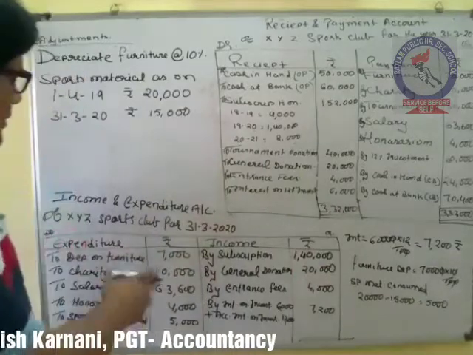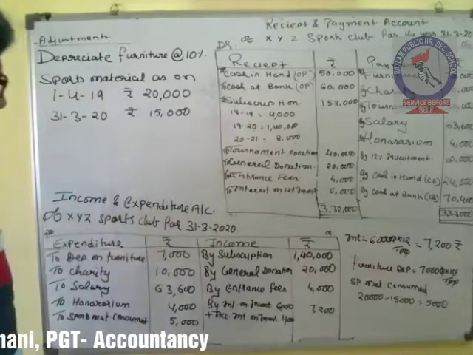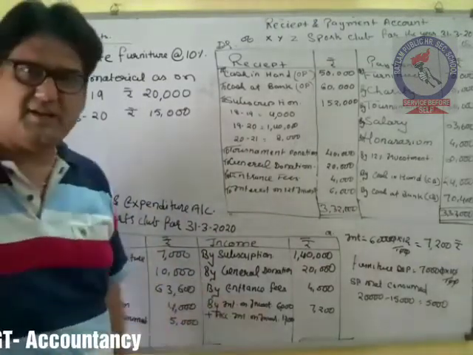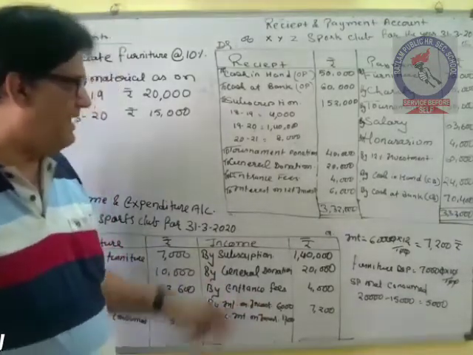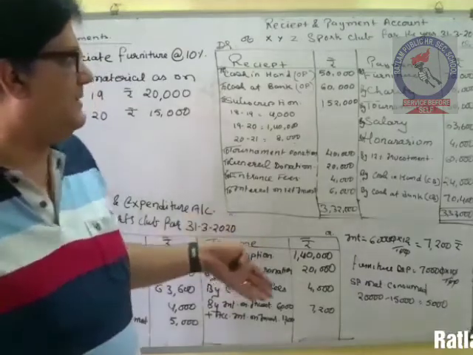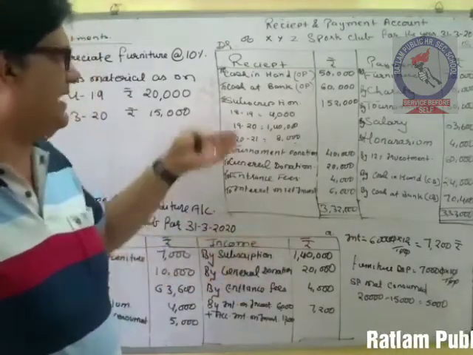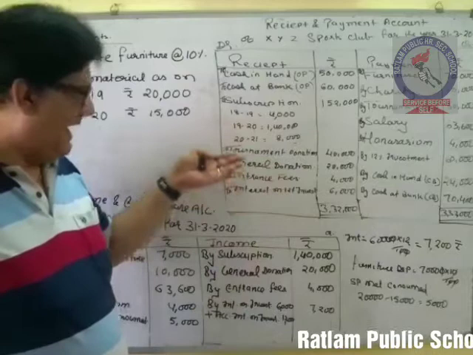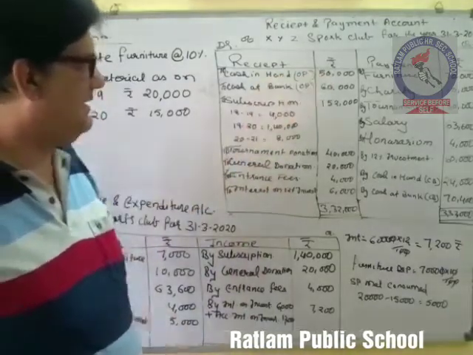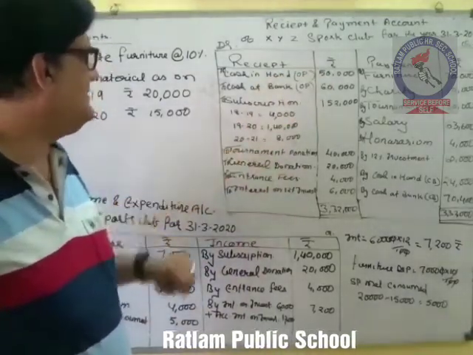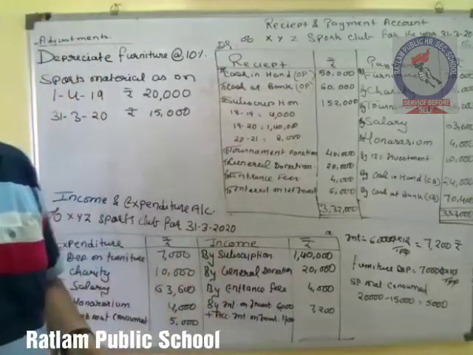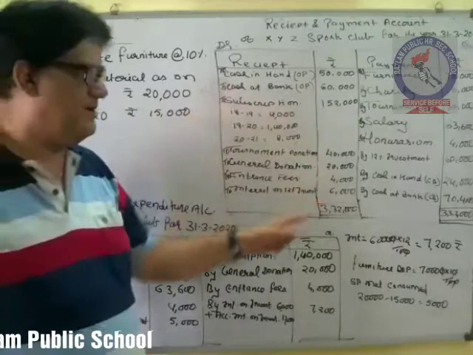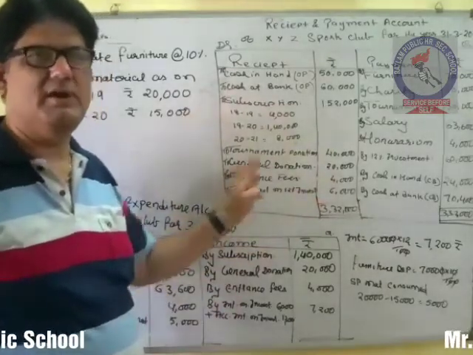So we have recorded all the items which are related with the revenue nature while preparing the income and expenditure account, and we have left out all the items of the capital nature, the balances of cash, liability, furniture, donations. All these things we have not recorded in income and expenditure account, because these are the part of balance sheet. So it will go in balance sheet.